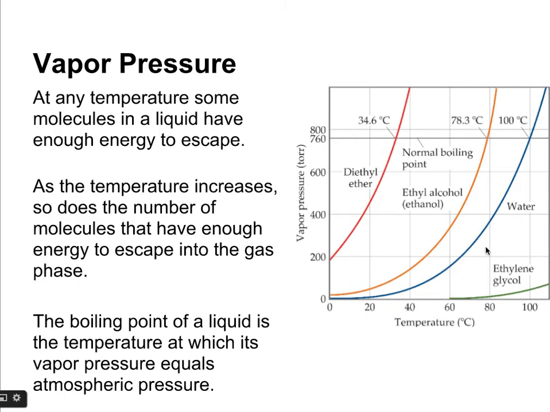There you can see water going from 0 to 100 degrees Celsius. So the boiling point of water, 100 degrees Celsius, is when the vapor pressure of the liquid water is equal to the atmospheric pressure at sea level. And you see that ethylene glycol doesn't even register a vapor pressure until 60 degrees Celsius. This is the primary ingredient in car engine coolant, so it can absorb a whole lot of heat before it starts to boil.